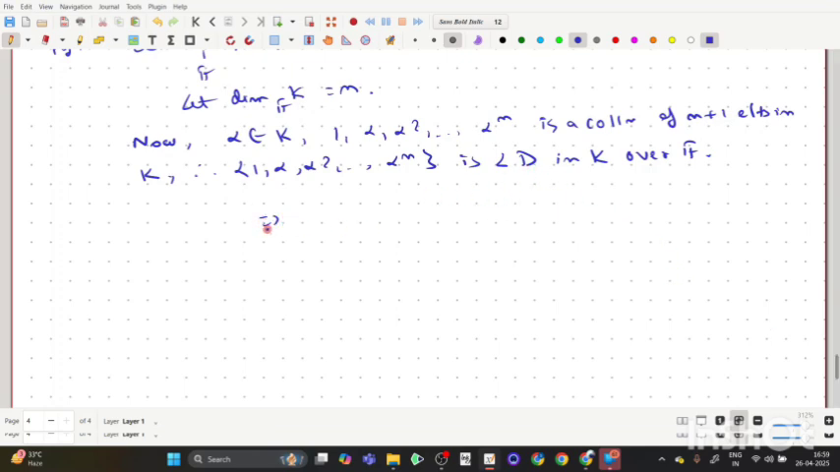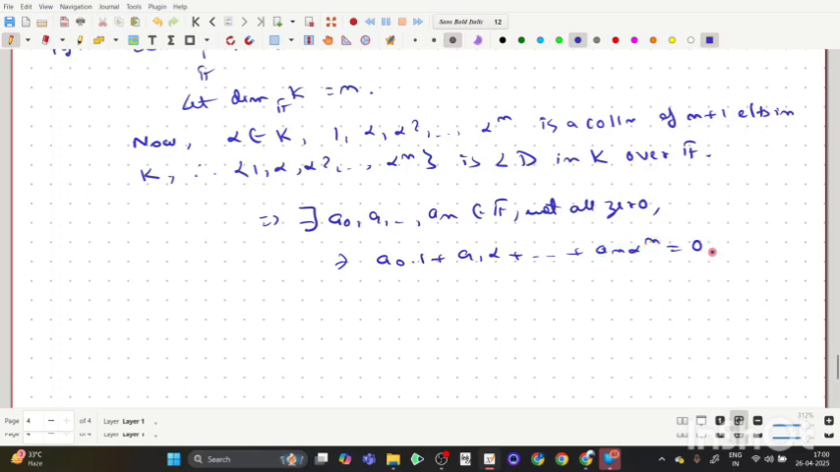So what does that mean? That means that there exist a0, a1 till an in F, not all 0, from the definition of linear independence over F, such that a0 times 1 plus a1 alpha, and so on till an alpha to the power n is equal to 0. So let p(t) be the polynomial a0 plus a1 t, and so on till an t to the power n. Since each of these ai's comes from F, this must be a polynomial over F. Then clearly p of alpha is 0.